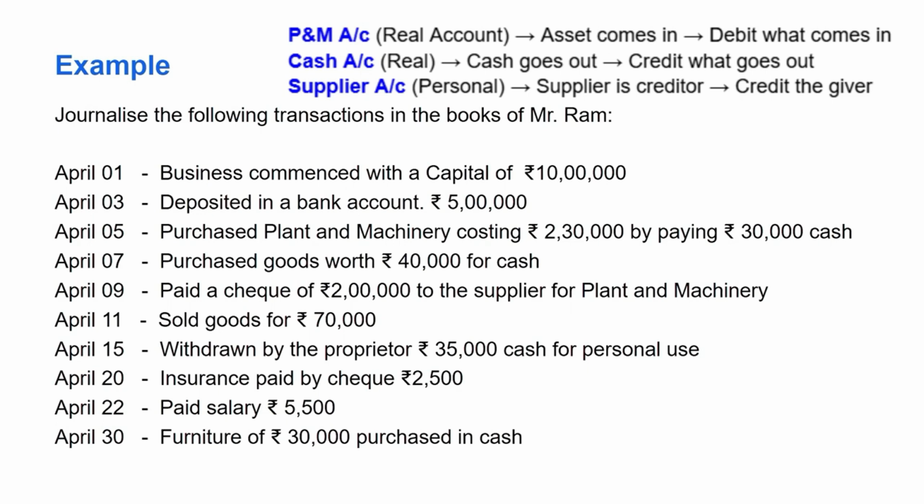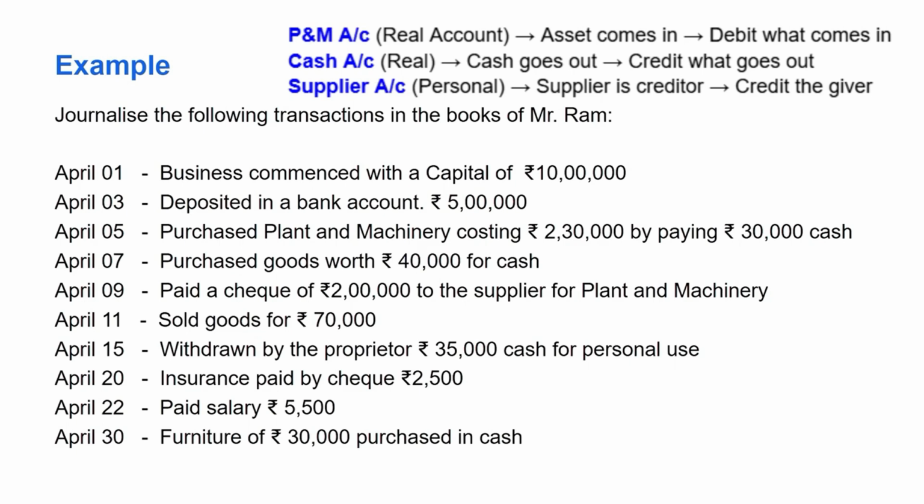So plant and machinery is a real account. Asset comes in the business, so debit what comes in. And cash account is a real account. Cash goes out, so credit what goes out. And supplier is a personal account. And supplier is creditor, so credit the giver.